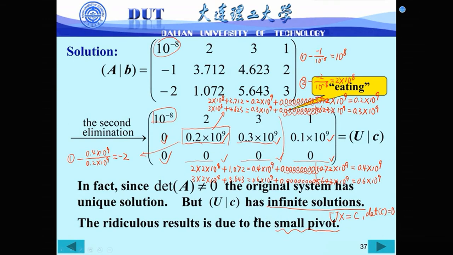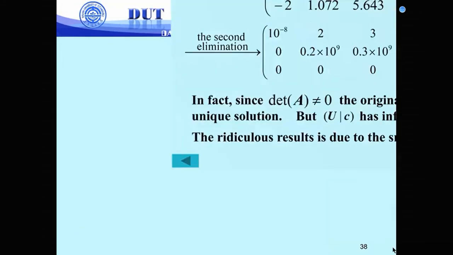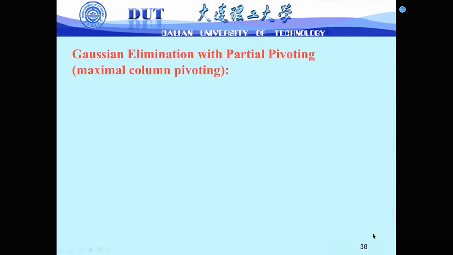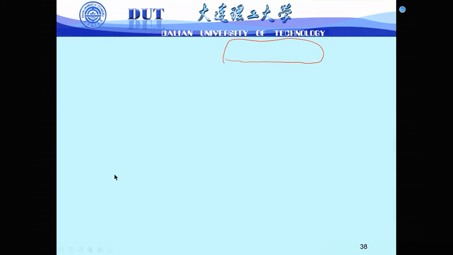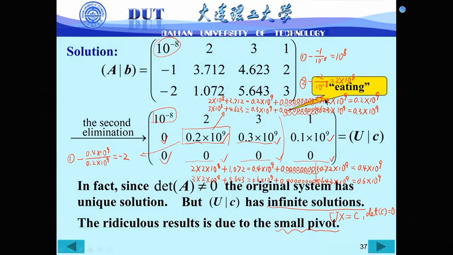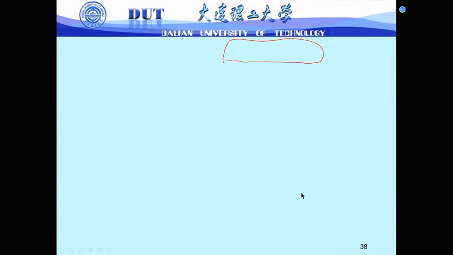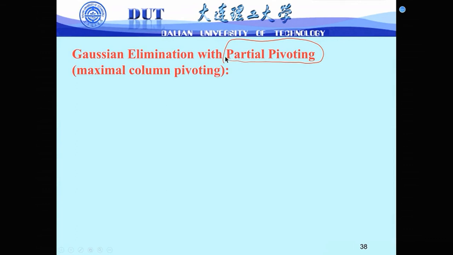Are you clear? Okay, so we need to solve this problem, right? That means we need to make some improvement on Gaussian elimination by partial pivoting. Okay, so now you understand. Firstly, you should understand what's the problem by using small pivot. So small pivot should be avoided. This skill means by using partial pivoting to improve Gaussian elimination.